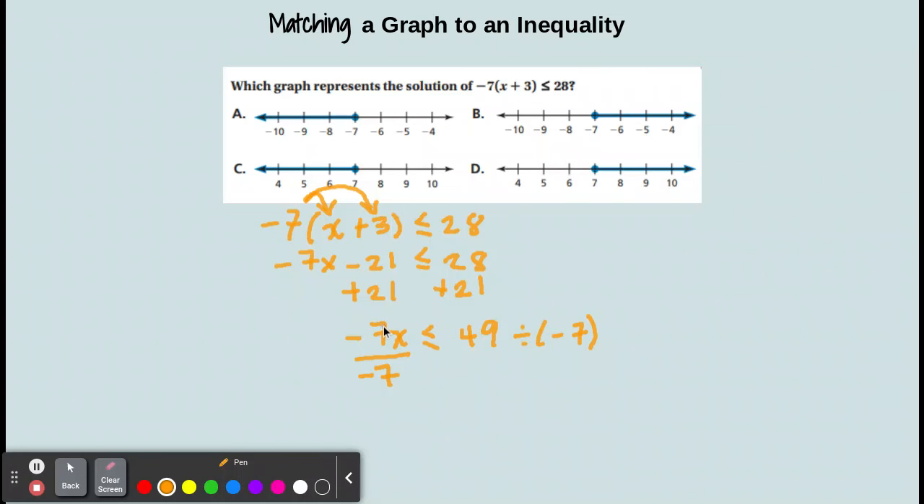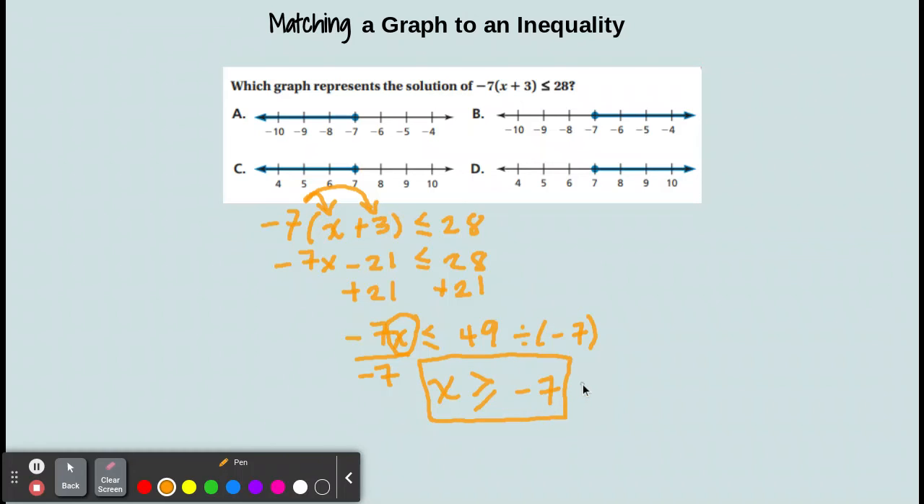So this becomes, let's see, negative 7 divided by negative 7. That just leaves us with x. Since it's a negative, we need to flip the sign. And then 49 divided by negative 7 is negative 7, because a positive divided by a negative is a negative, and 49 divided by 7 is 7. So this, we believe, is our solution. But now we need to find which graph up above here matches that.